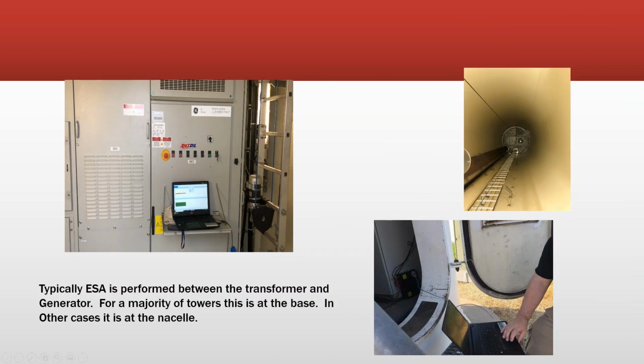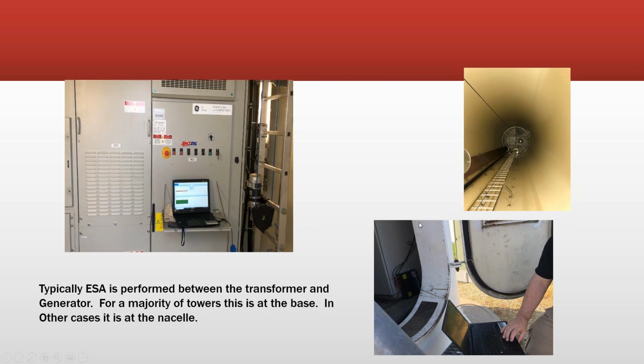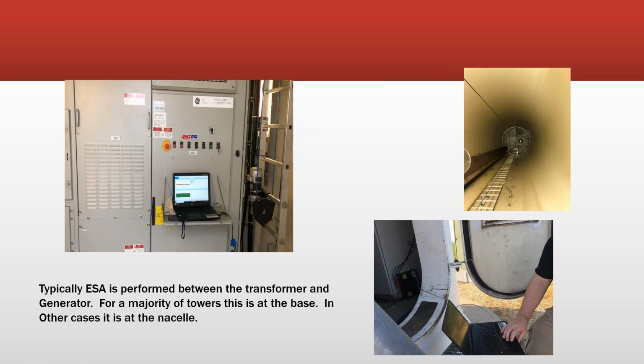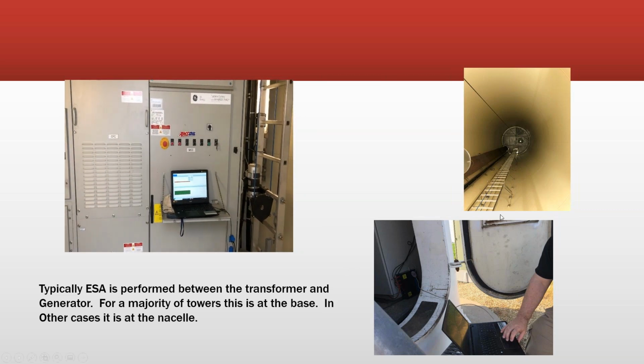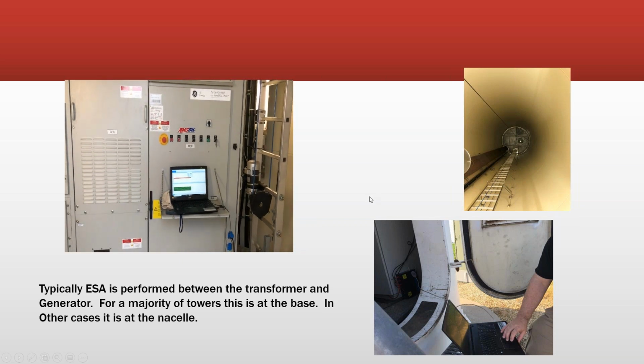So normally it's performed between the transformer and the generator. Basically the idea is to get where I'm producing the most power. In a DC machine, I take off the armature. In a motor, I take off the stator. And in a generator, I take off the stator.